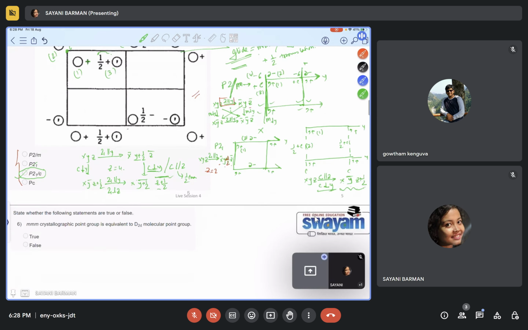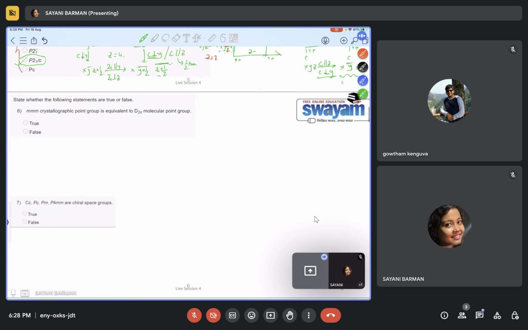So this is the first question. And the second question is: the mmm crystallographic point group is equivalent to the D2h molecular point group.